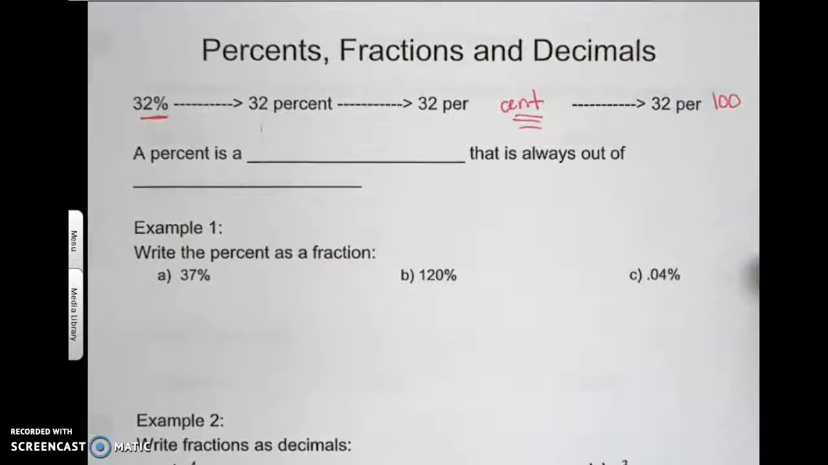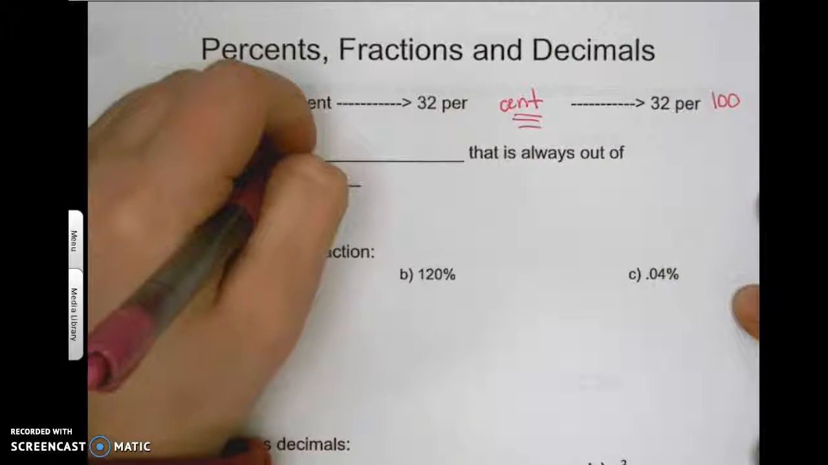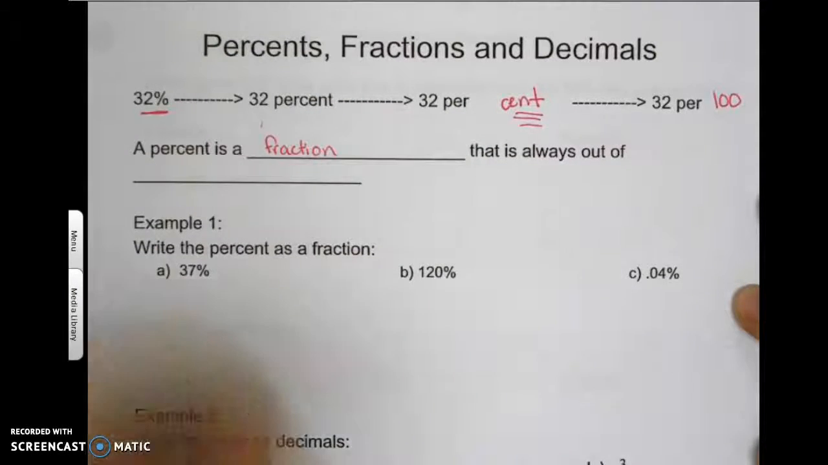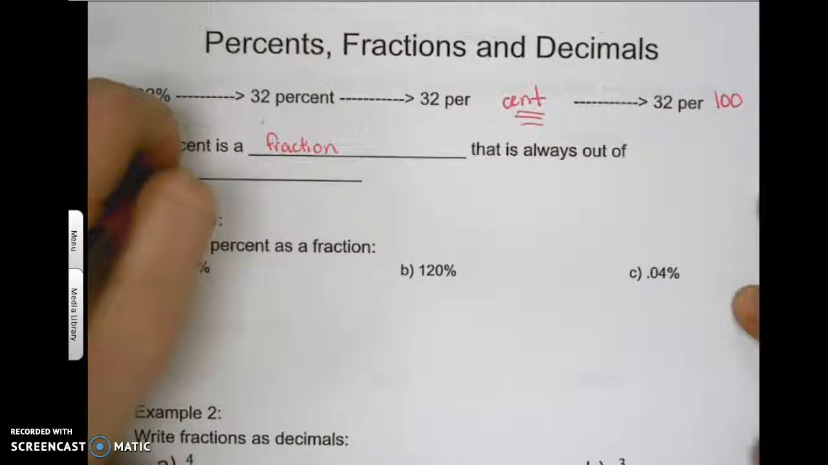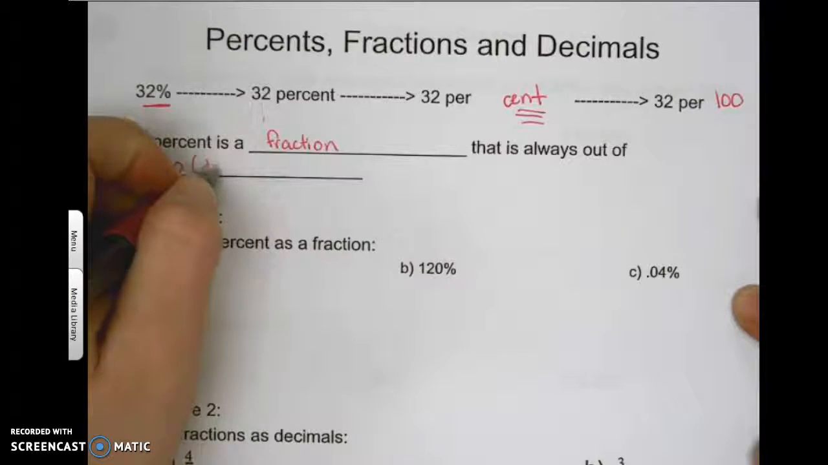So a percent is a fraction, and we're always going to try to write it as a fraction that is always out of 100, meaning the denominator is always going to be 100.